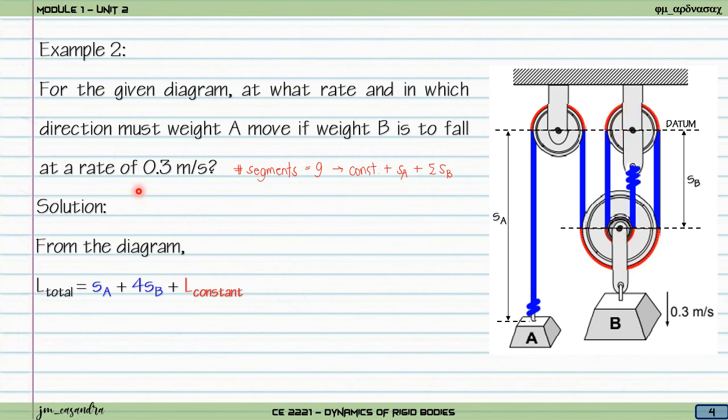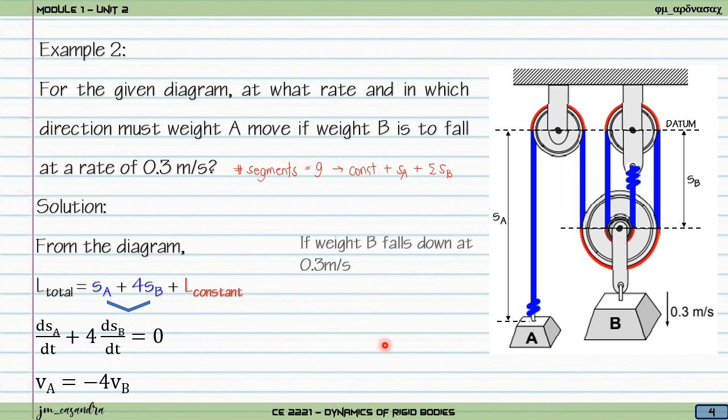Okay, so with this, applying differentiation again, we'll now have d of SA with respect to time plus 4 d of SB with respect to time is equal to 0, giving us an equation for the relationship of their velocities. V of A now is equal to negative 4VB. And since B now will be falling downwards, 0.3 will be a negative value. So our assumption is that the positive direction is upwards.